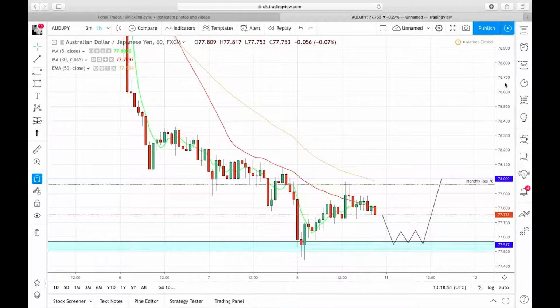So it's just a case of sitting on my hands at the moment and watching how price moves and establish itself. I am expecting a dive back into this region. As I say, a break and candle close below this area will mean that I will not be looking for a long trade at all.